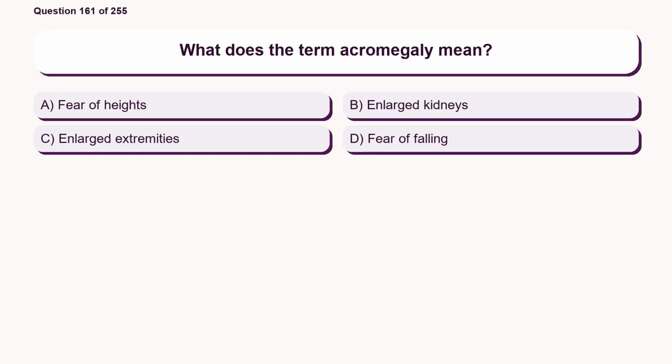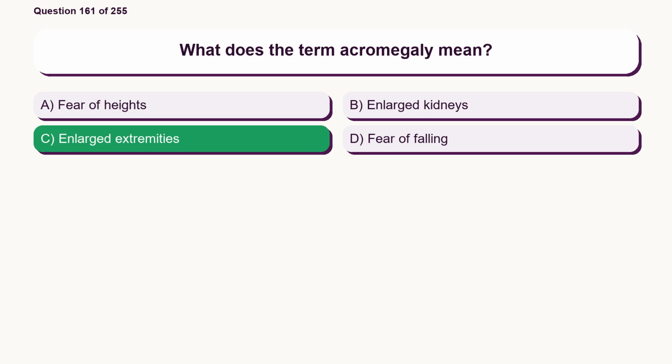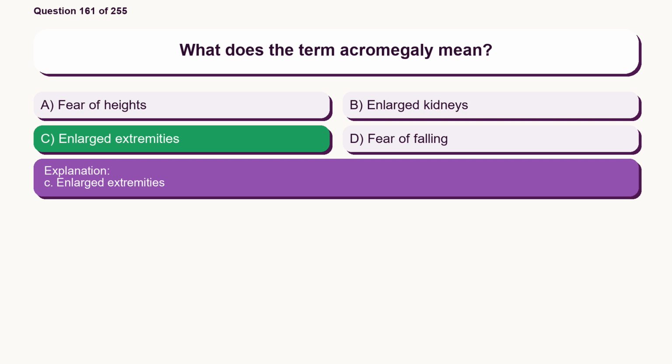Question 161. What does the term acromegaly mean? Option A. Fear of heights. Option B. Enlarged kidneys. Option C. Enlarged extremities. Option D. Fear of falling. The correct answer is option C. Enlarged extremities. C. Enlarged extremities.